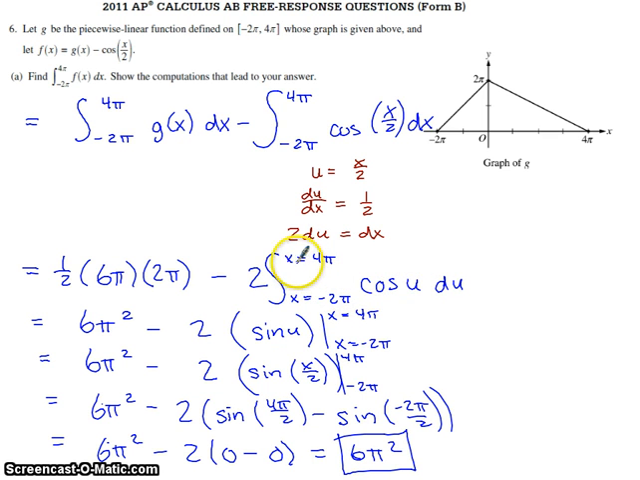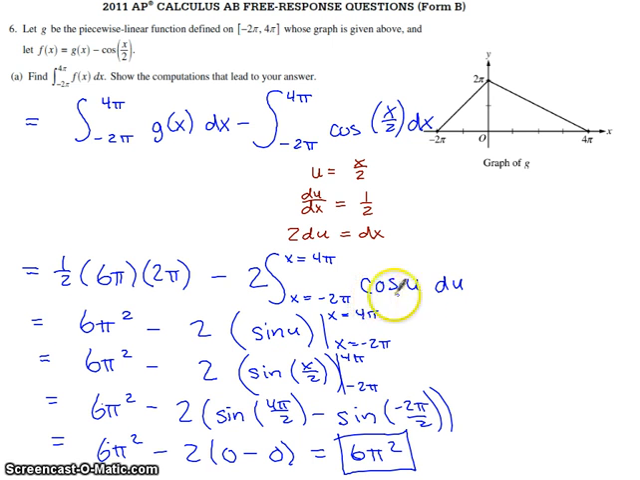Now I have not changed my limits of integration. These are still x values. So I have my little reminder here telling me that I can't put these numbers in place of u. I'm going to have to put this expression back in place of u before I evaluate my integral. If I wanted to put this x value in place of this x and figure out what u equaled when x was negative 2 pi and when x was 4 pi, I could change these to u values. I'm just going to keep them as x values. I just have to be careful not to accidentally put them in place of u.